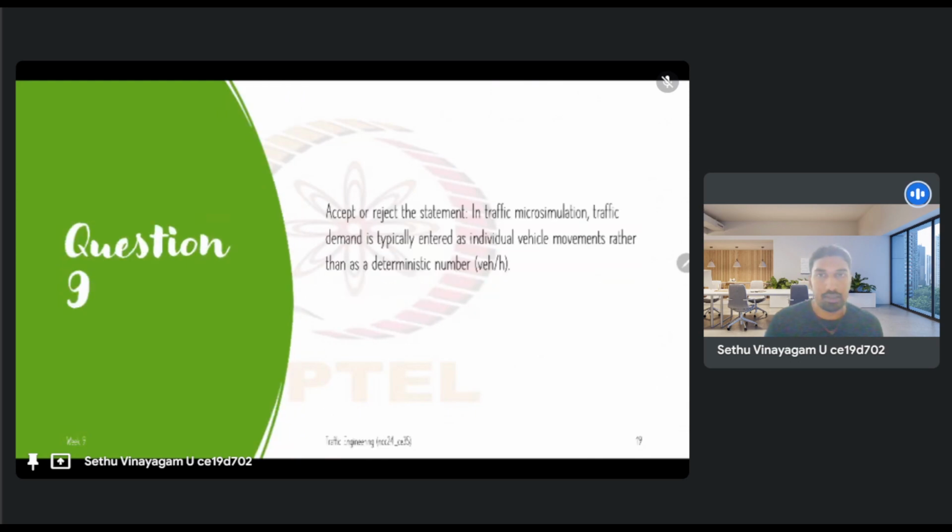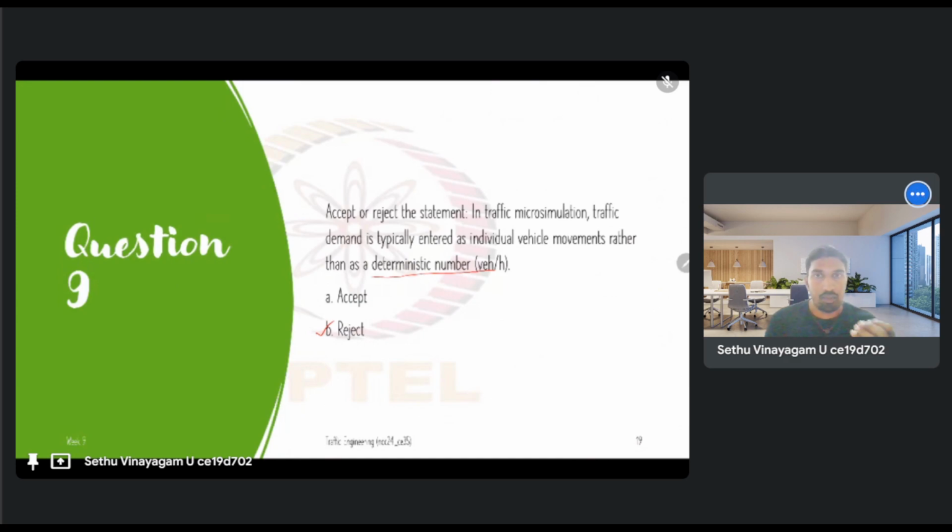Question number 9 is, in traffic microsimulation, traffic demand is typically entered as individual vehicle movements rather than as a deterministic number in vehicles per hour. Okay, so this is an incorrect statement. We reject it, as we already discussed. We will give the input in terms of, for example, the link volumes, so this many vehicles are going to use this link. We do not say how many vehicles are going to turn right, turn left, like that.